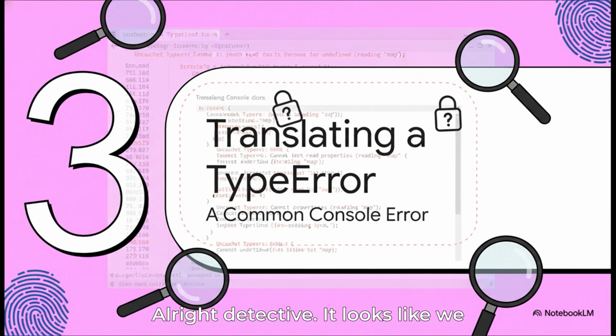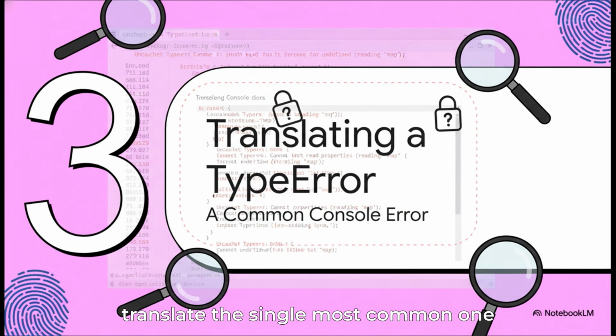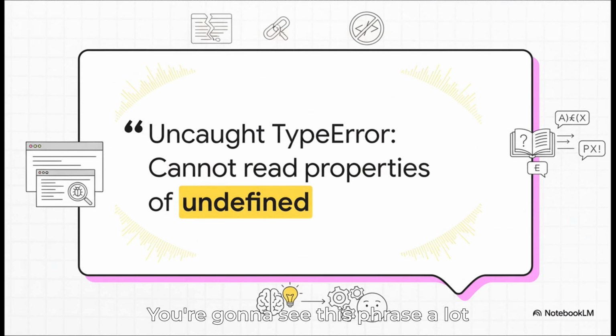All right, detective, it looks like we found a red error message. Now, let's translate the single most common one you're probably going to see. It's called a type error, and trust me, it looks a whole lot scarier than it actually is. You're going to see this phrase a lot: "Uncaught TypeError: Cannot read properties of undefined." I know, to a non-developer that might as well be written in Klingon. But let's just break down what the computer is actually trying to tell us.